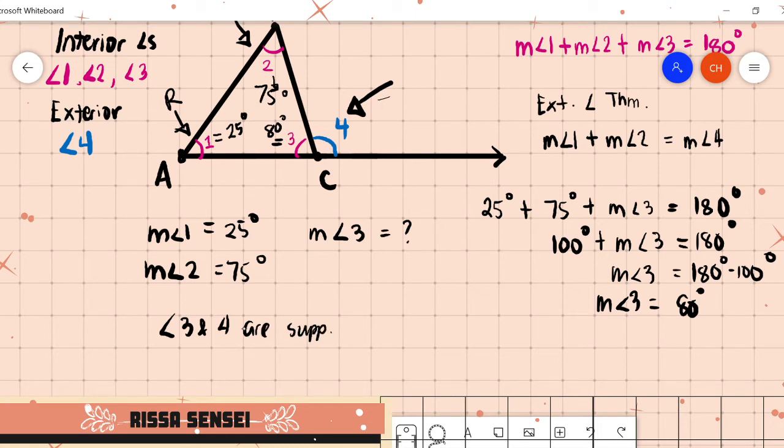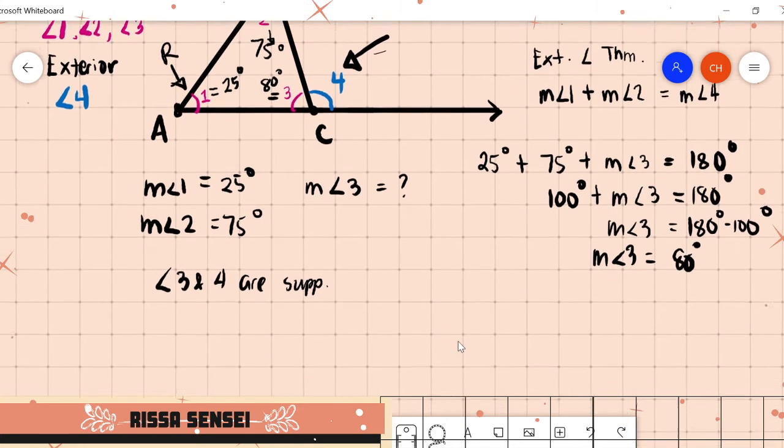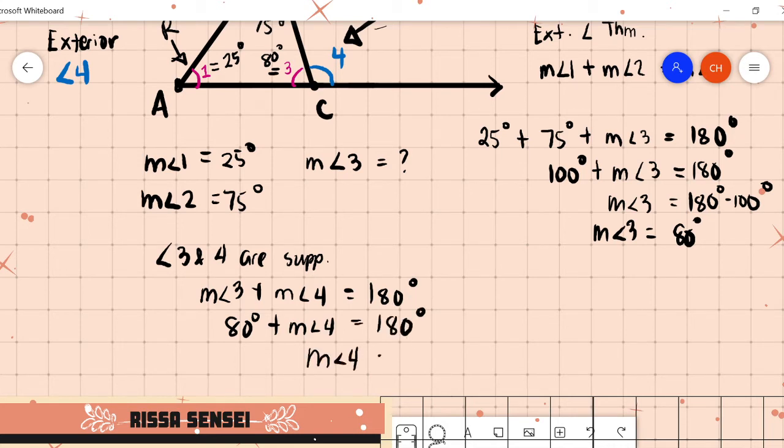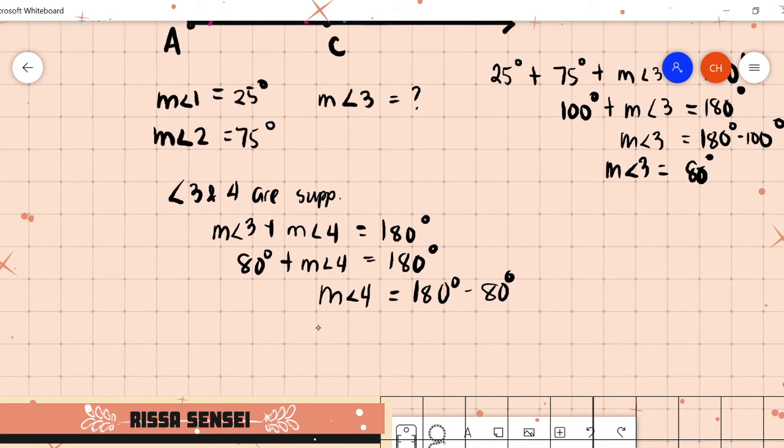Sila, ibig sabihin, yung angle 3 and angle 4, kapag inadd natin yung kanilang sukat, that will be equal to 180 degrees. Eh, ano ba ang sukat ng angle 3? That's 80 degrees. Plus the measure of angle 4. And if we're going to subtract, 180 minus 80, it will give a difference of 100 degrees, which is equal to the sum of 25 and 75.